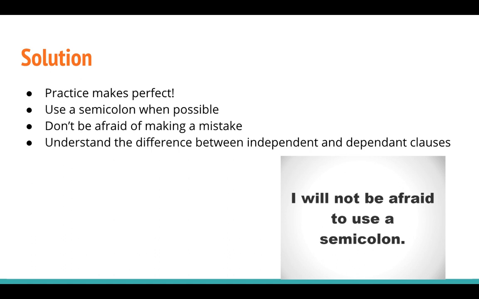Use a semicolon when possible. Use it when you can in academic writing. That's how you're going to get better. Don't be afraid of making mistakes. That's how we learn. We all learn from mistakes. And the key rule is to really understand the difference between an independent and a dependent clause, because once you get that down, I feel like it's a lot easier to use a semicolon.